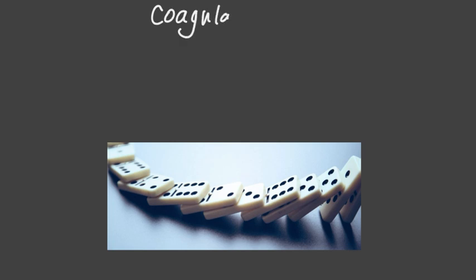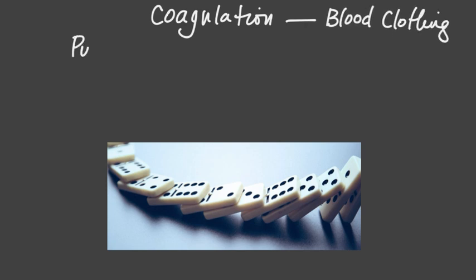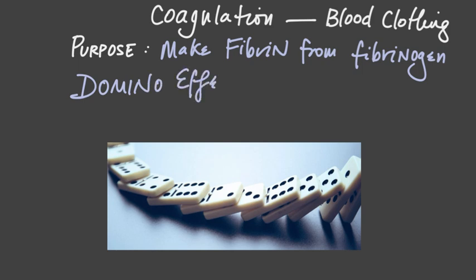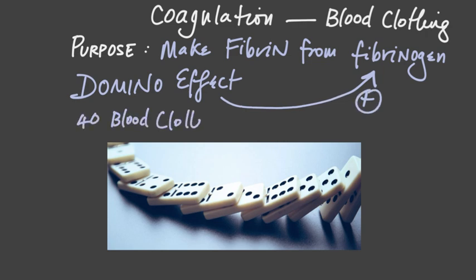Coagulation is a fairly complex process that is also quite rapid, involving a chain reaction, not unlike the domino effect that you see here. The domino effect in coagulation involves 40 different proteins that we call clotting factors. The ultimate purpose of the coagulation reaction, or this domino effect, is to make fibrin from fibrinogen. The domino effect culminates in activating fibrinogen. That's the purpose. The 40 different blood clotting factors are already in the blood, but the majority of them are made in the liver.